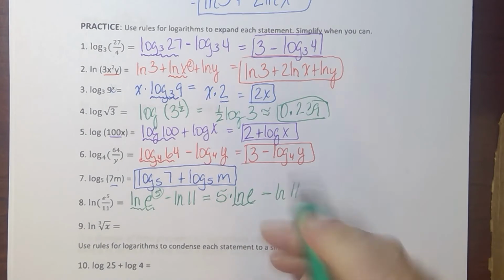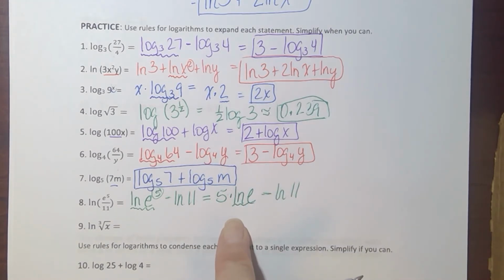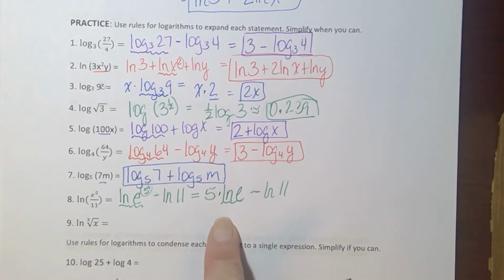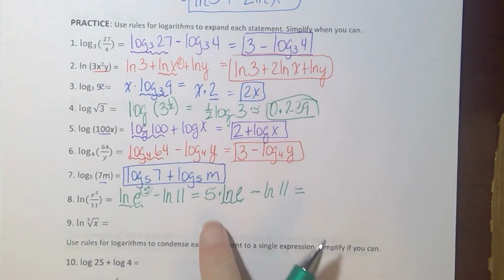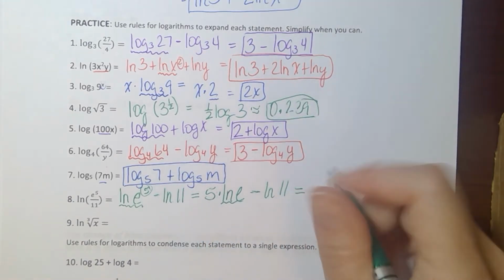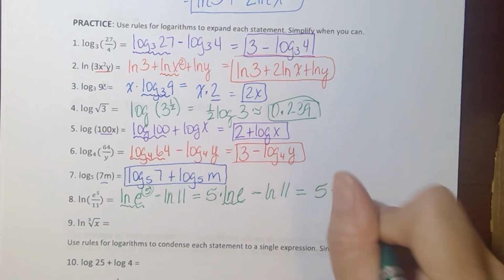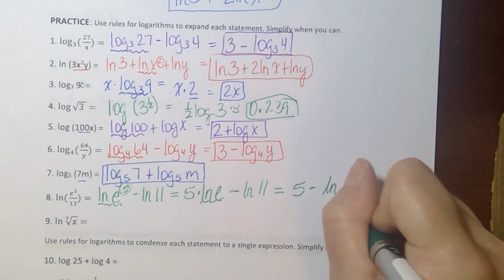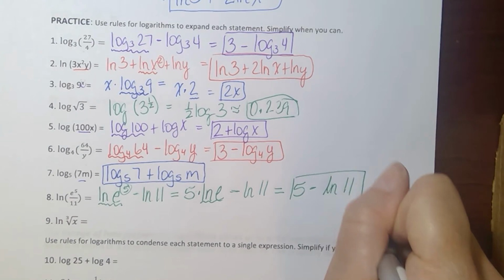And now I can do something about this natural log e. Natural log is base e. What is the exponent of e that gives me e? Well, that would be 1. So this first expression is 5 times 1, or just 5. Minus my natural log of 11.